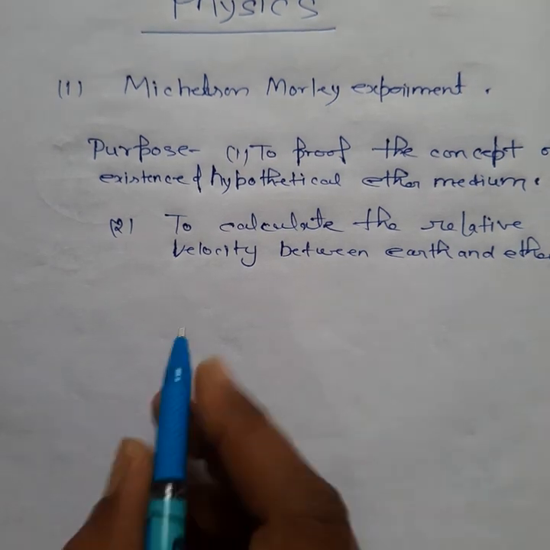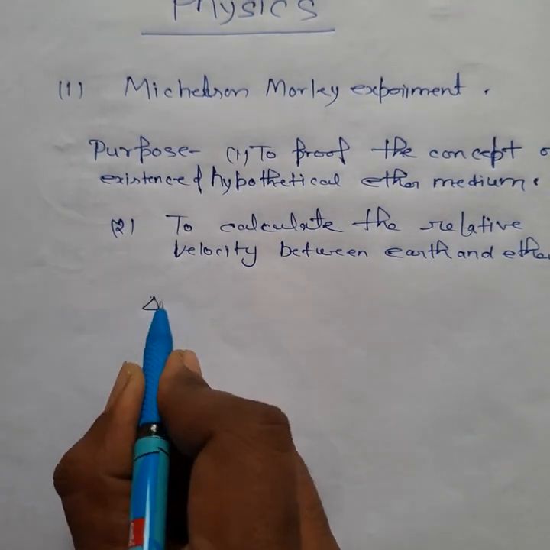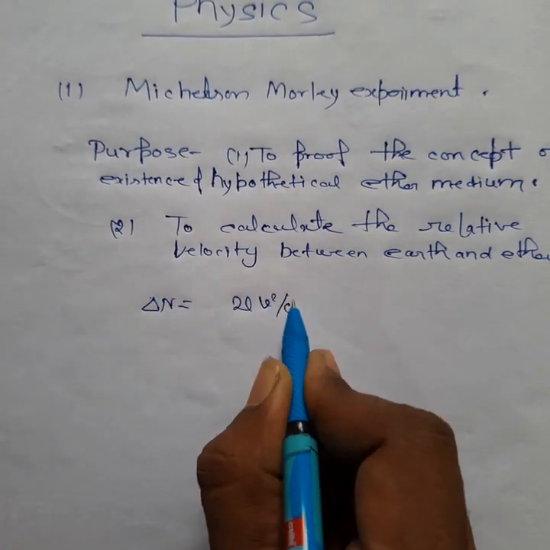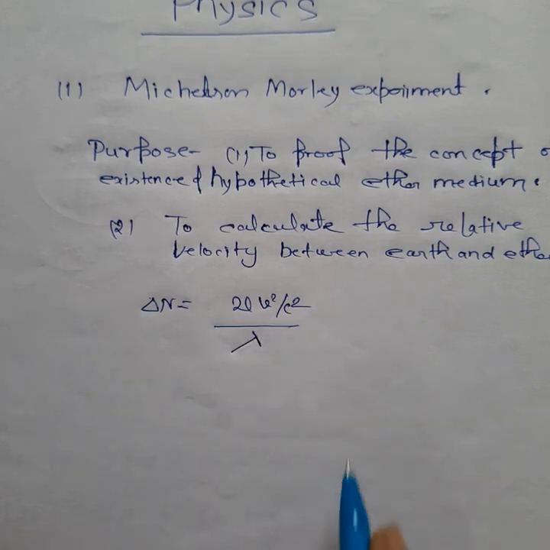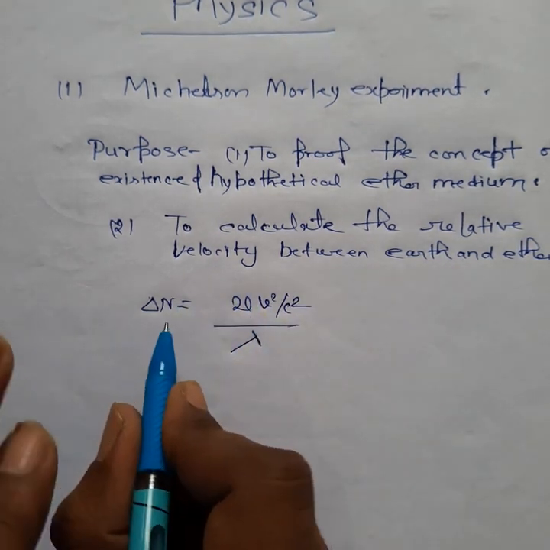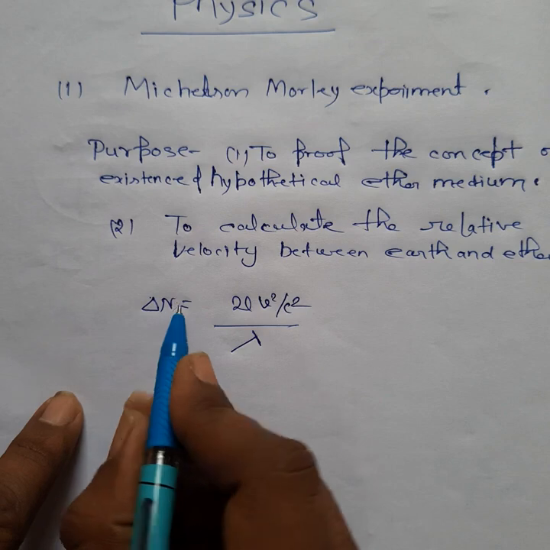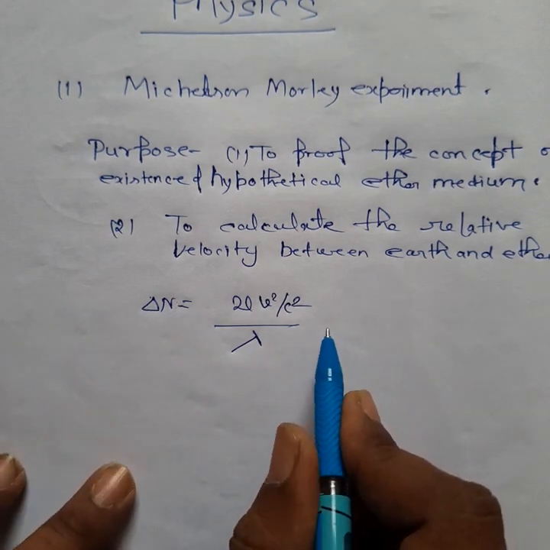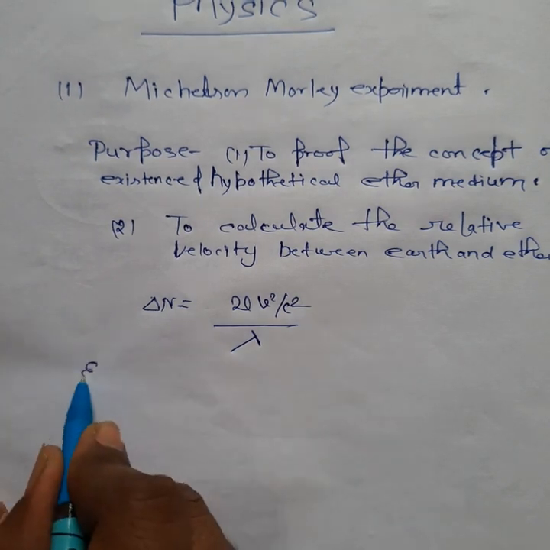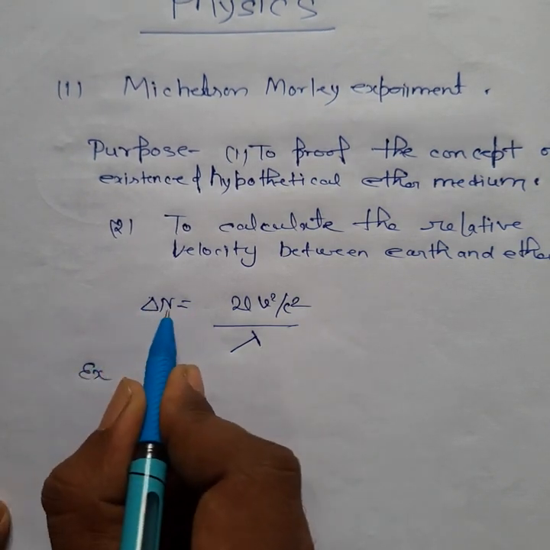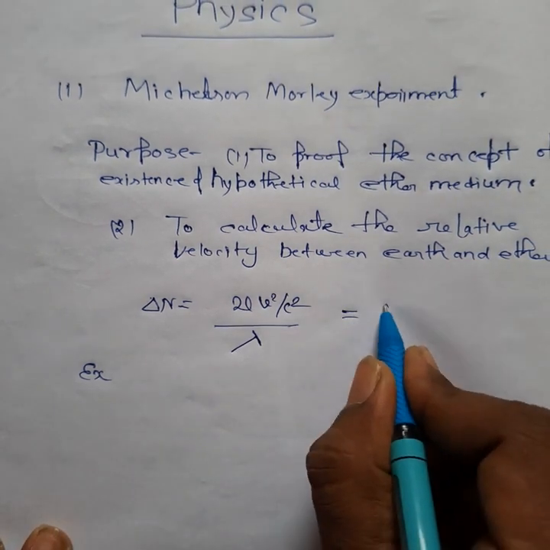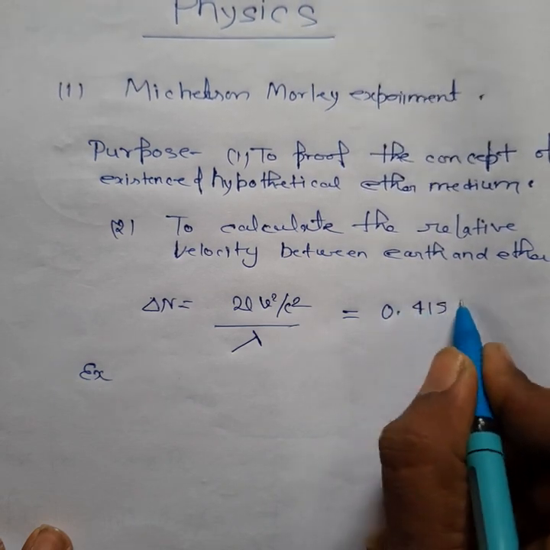As you recall, the expression for fringe shift was calculated as 2L V square by C square divided by lambda. This was the expression of fringe shift when we consider the relative motion between Earth and ether. This was a theoretical calculation, so this much was the fringe shift expected from the experiment.